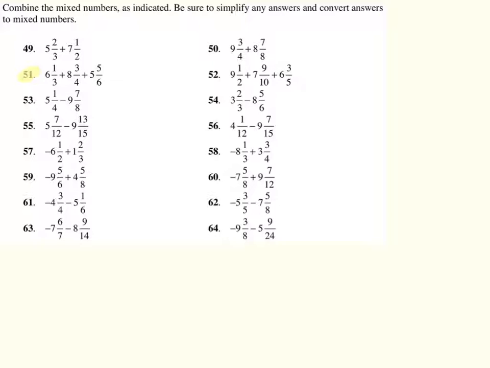Okay, number 51. Now this is going to be tricky because we have 3 mixed numbers here. So let's get it written down on our paper first. Take it one step at a time so you don't feel overwhelmed. Alright, let's find a common multiple between 3, 4, and 6. All I can think of off the top of my head is 12. Okay, so let's adjust every fraction with 12 as its denominator.